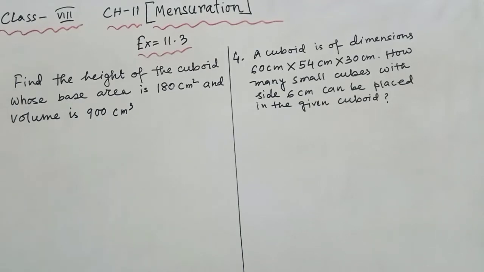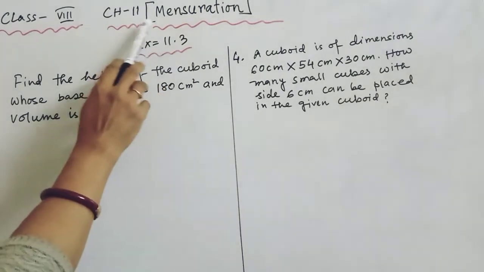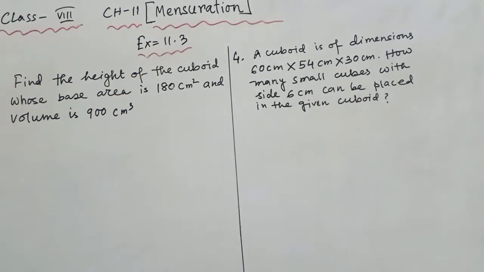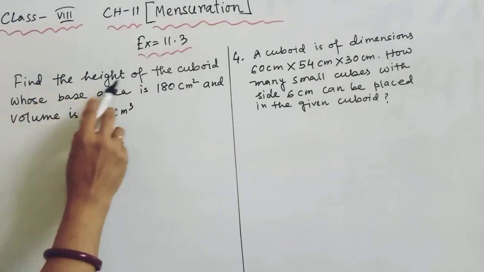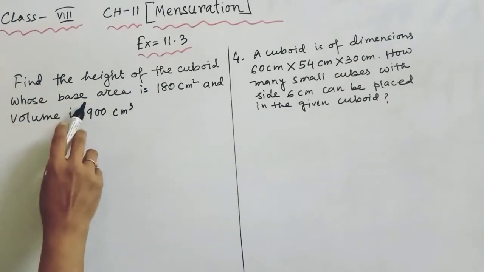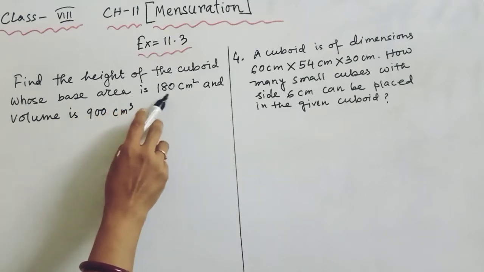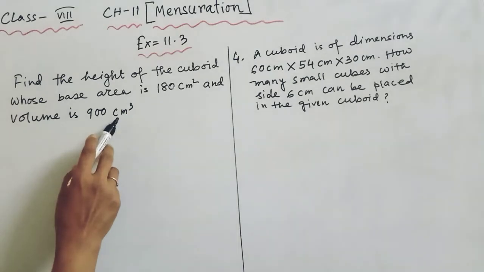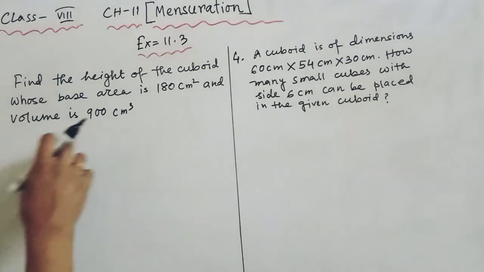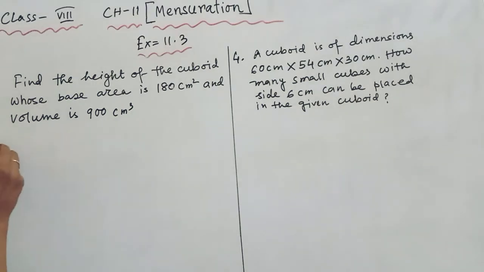Today we will do question number 3, 4 and 5 from exercise 11.3, chapter 11, mensuration. In question number 3 we have to find the height of the cuboid whose base area is 180 centimeter square and volume is 900 centimeter cube. Base area and volume are given. So, what is the solution of this sum?